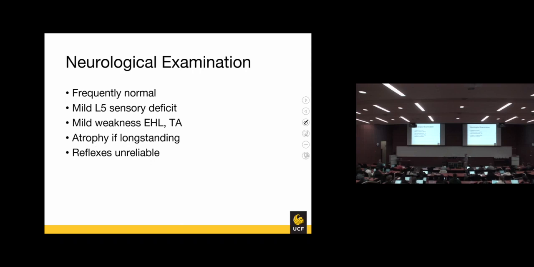Okay? In some, you'll find a mild L5 sensory deficit. Sometimes you'll find a mild EHL weakness, so a grade 4 as opposed to a grade 5, and tibialis anterior if it's the next level up, okay? And if it's long-standing, you'll get patients that come in with atrophy and sometimes even a foot drop. You know what a foot drop is? Yeah, okay. And then reflexes are generally unreliable. In other words, they don't make a difference in your decision process.